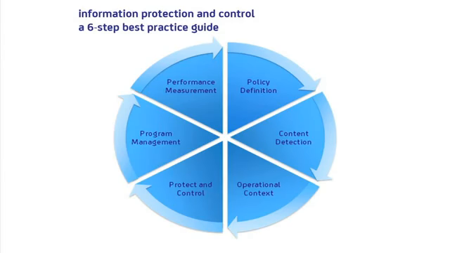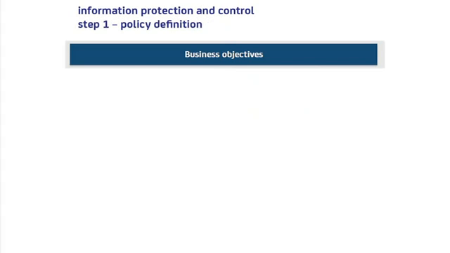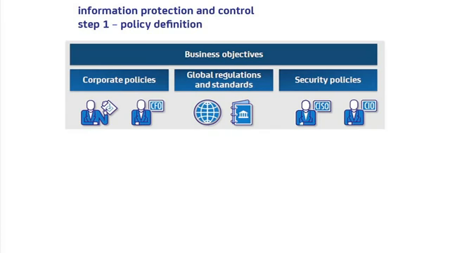During this video, I'm going to cover 6 information protection and control best practices steps to solving these challenges. The first step is defining your policies. In order to properly define your policies, you must ensure they're aligned with your business objectives. Business objectives would include corporate policies that span privacy, legal, and finance.